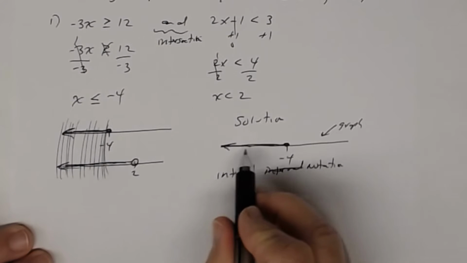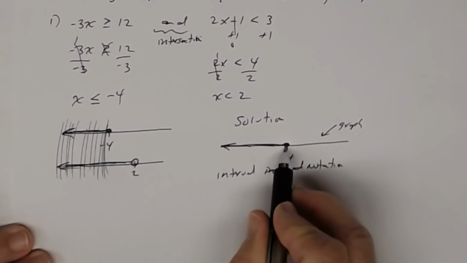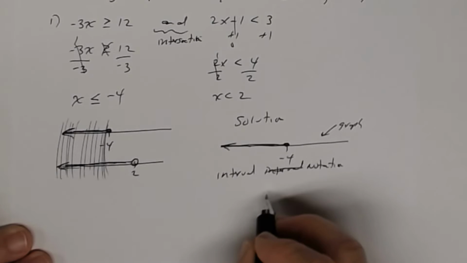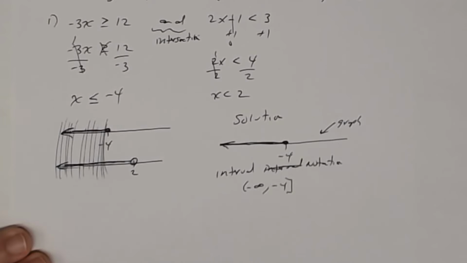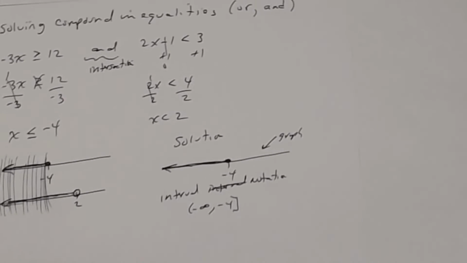So you go from left to right. You say from negative infinity to negative 4 with a bracket because of the closed circle. So negative infinity to negative 4 with a bracket. Okay? All right, so that's number 1. Let's look at number 2.